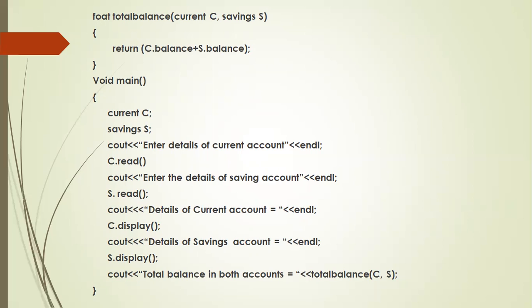Now we have to call the friend function. Total balance in both accounts equal to, straight away I can call it. The function name is total balance. One object C, second object is S. So you are not supposed to call total balance with any of the objects. You only have to pass the objects as arguments. So this is the third example illustrating the usage of friend function.